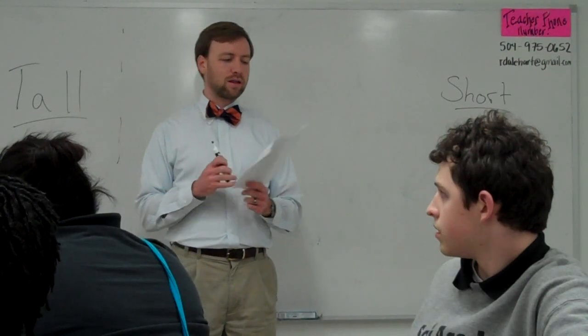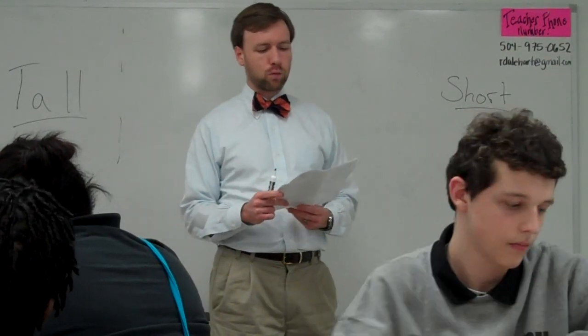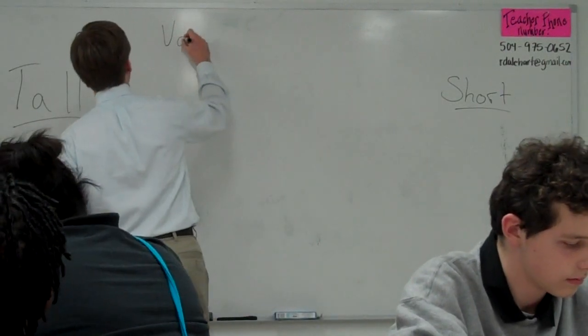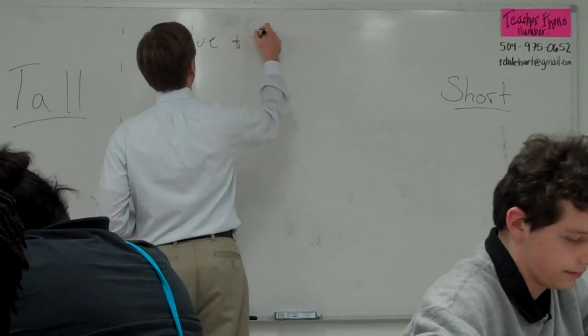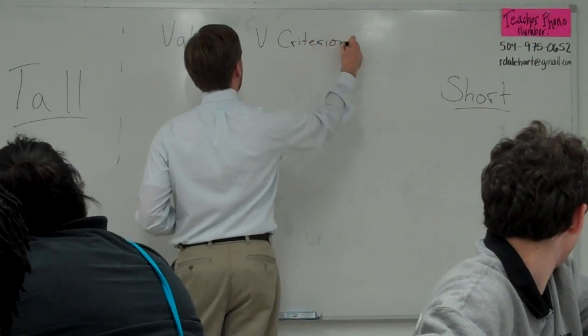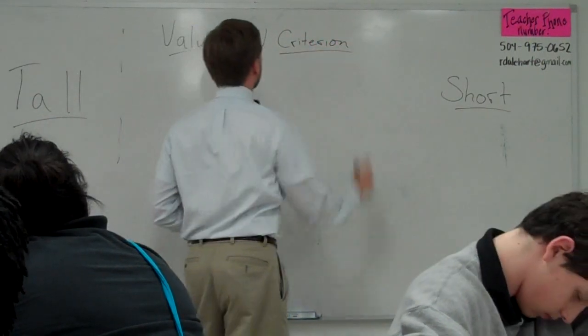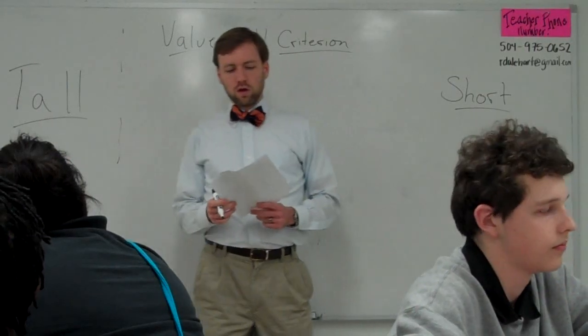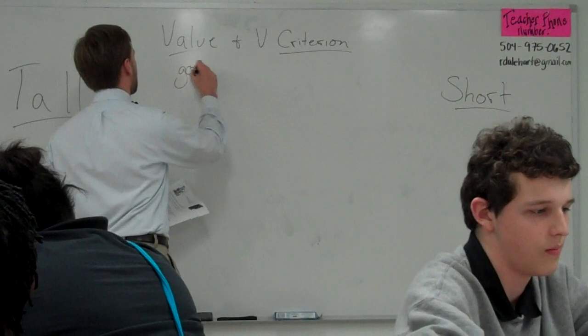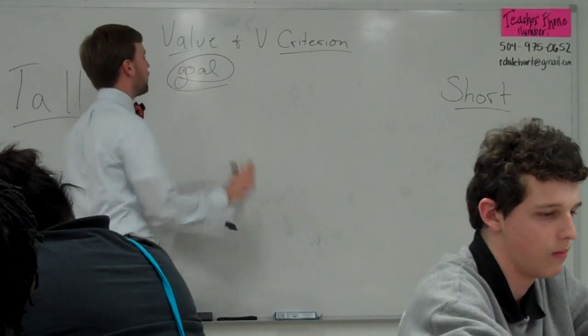So, at the top of the sheet, both the affirmative and negative will present a value and value criterion. So a value, you don't have to write this down, value and a value criterion. So the value is the goal that we seek to reach. The goal that we seek to reach.